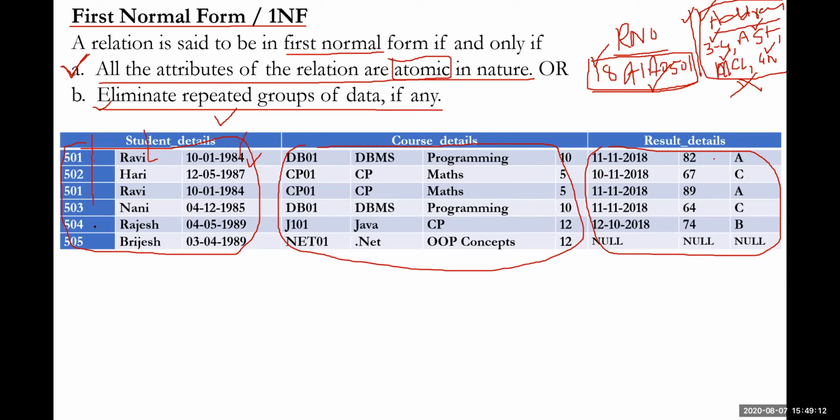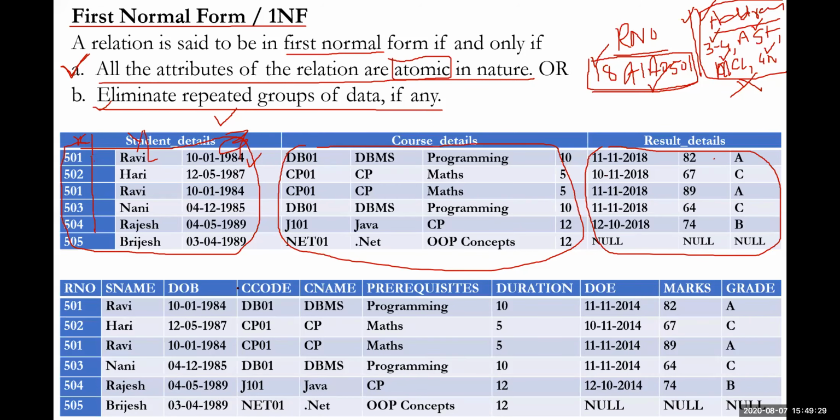So 501, this column might have its own name, some X name. This column might have a Y name. This column might have some Z name, and so on and so forth. Every column has its own name. If such definitions are there, then that could be in first normal form. Then how could you make them? Like this. Look at this.